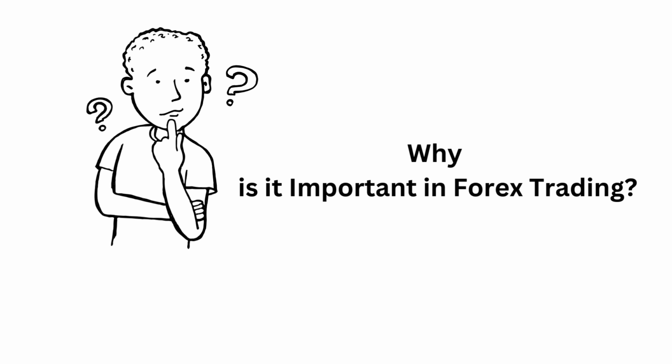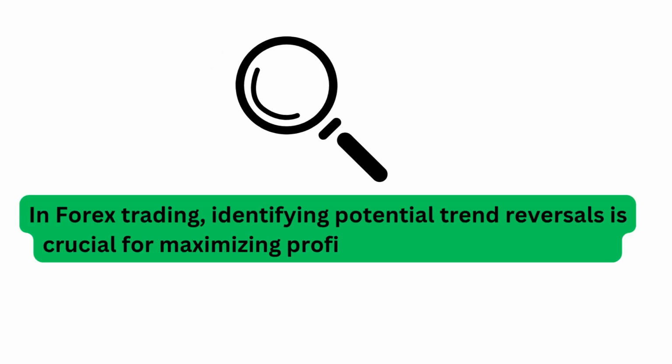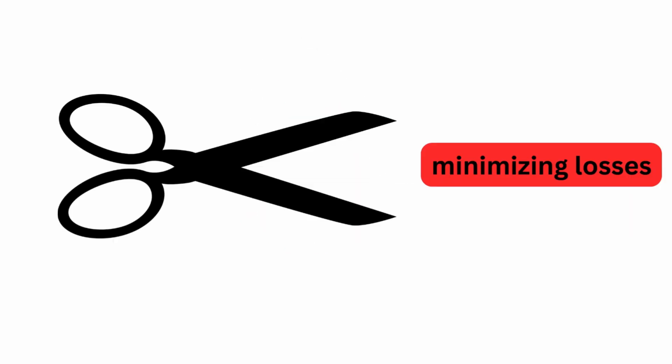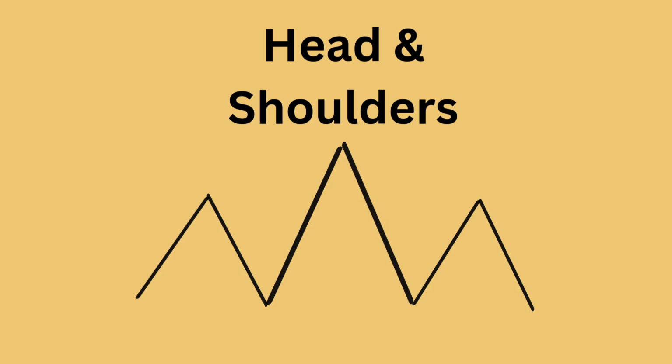Why is it important in Forex trading? In Forex trading, identifying potential trend reversals is crucial for maximizing profits and minimizing losses. The Head and Shoulders pattern provides traders with a visual cue that a current trend might be losing momentum. When identified correctly, this pattern can give you a clear entry and exit strategy, improving your overall trading performance.